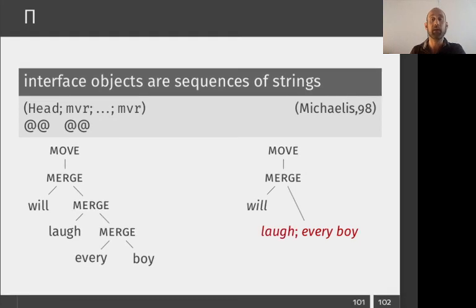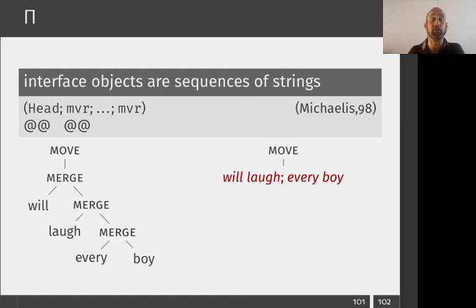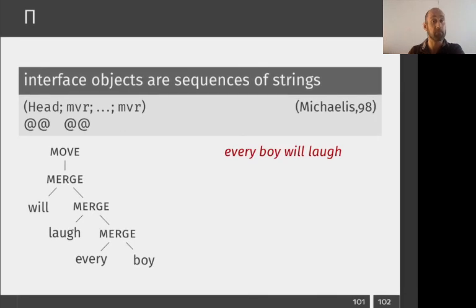Well, here we have to remember that every boy, even though we have forgotten its structure, is something that's going to continue to move. So we keep its string separate. What about merging will with that? Well, will just concatenates directly with laugh, and every boy is still waiting in the wings to move. And when we apply movement, every boy finds its final landing position. There are no more moving pieces. Okay? We've constructed the form, we've interpreted the derivation by interpreting each step as instructions to assemble pronounced strings.